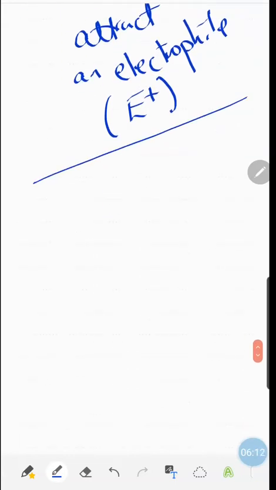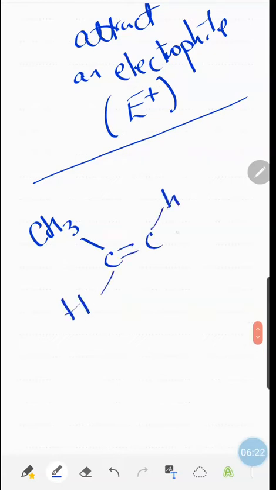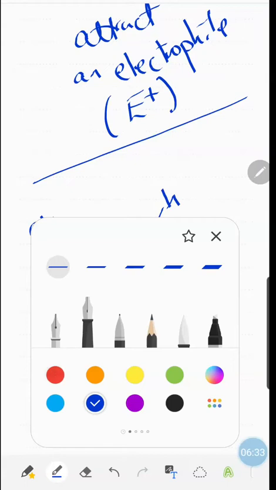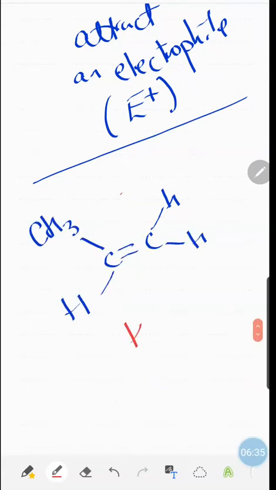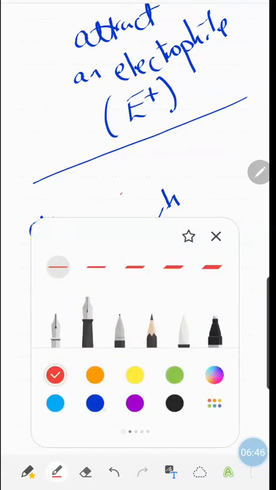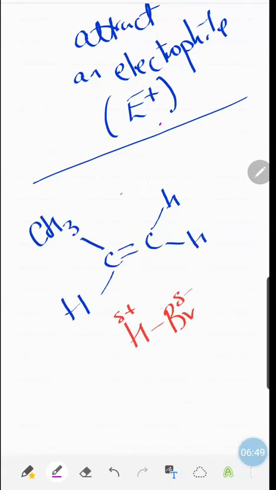We're going to do this mechanism with HBr, and I'm going to use propene. So there's propene and HBr. Okay, let's do some color coding here. Let's draw HBr in red. Okay, so here's HBr. Bromine is more electronegative than hydrogen, so it will draw a pair of electrons towards itself.